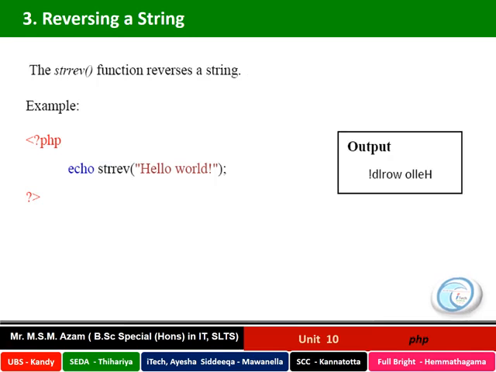Third one, reversing a string. The strrev, that means string reverse, function reverses a string. For an example, echo strrev within double quotation "hello world". Then this function is going to reverse the characters of the string hello world.